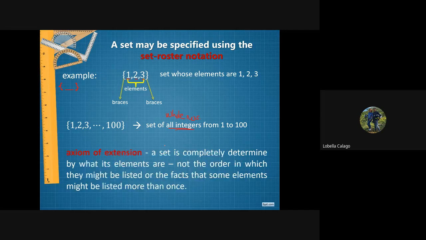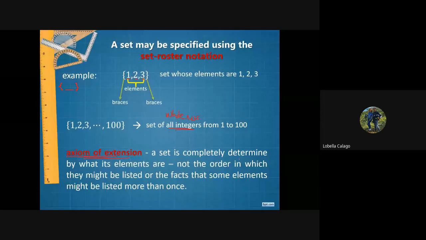So the axiom of extension, the definition of the axiom of extension, is that a set is completely determined by what its elements are, not the order in which they might be listed or the fact that some elements might be listed more than once. So the axiom of extension means you completely determine the set by its elements, whichever elements they are. It determines this set, that they are all integers from 1 to 100.